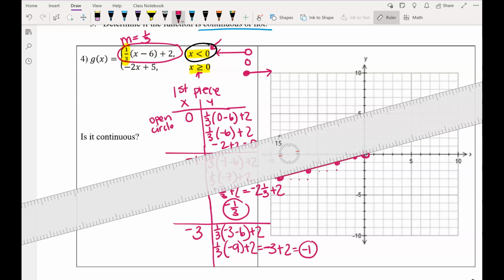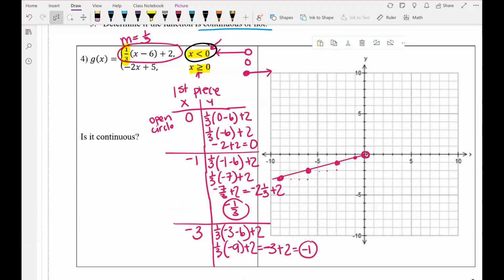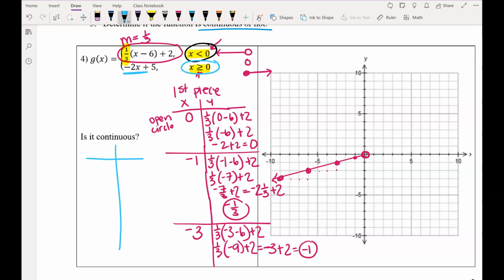So remember, this is a segment. I'm sorry, this is a ray. This is a ray going to the left. All right, piece number 2, I'm going to use blue, which is this one. When x is bigger than or equal to 0. So piece number 2, we are going to pick 0, and this is a closed circle because we have an equal sign right there.